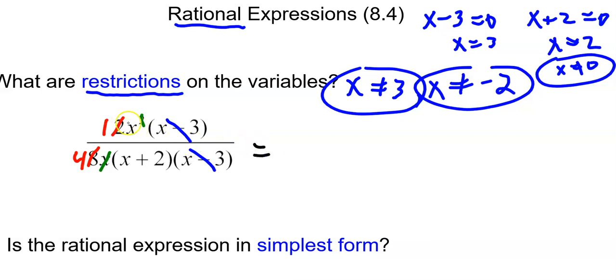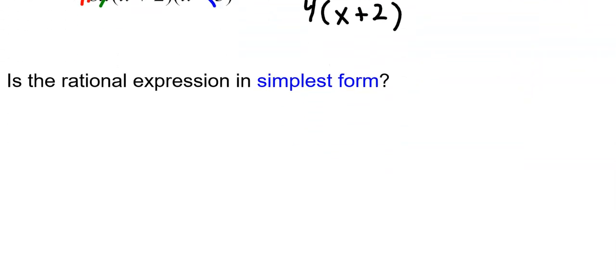So now the numerator would be just x. The denominator would be 4 times x plus 2. And you could distribute that, that would be fine. But there's no more canceling to be done, so it's in simplest form there.